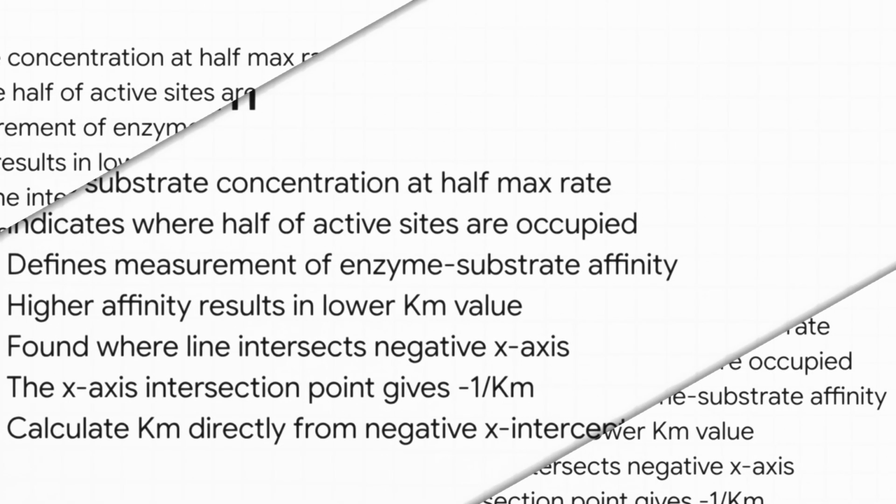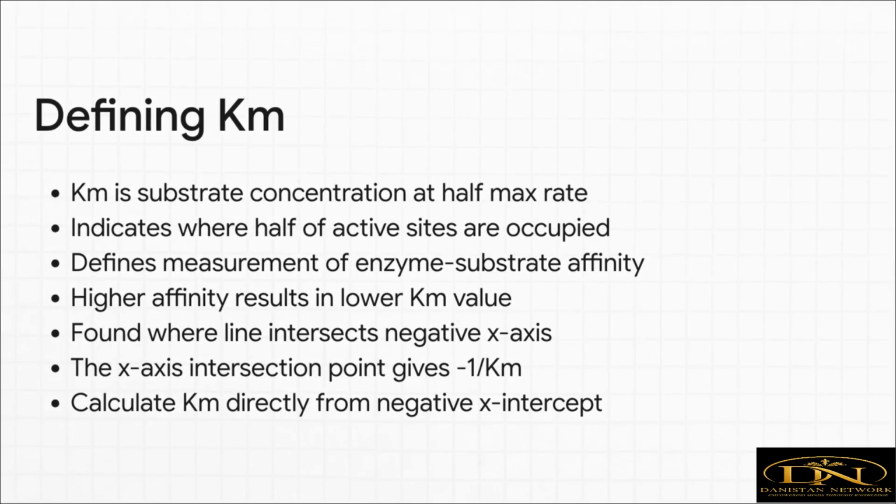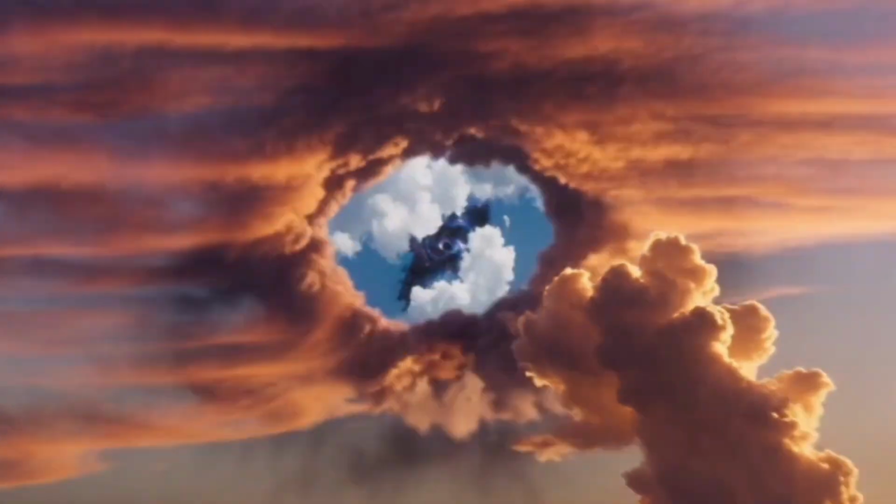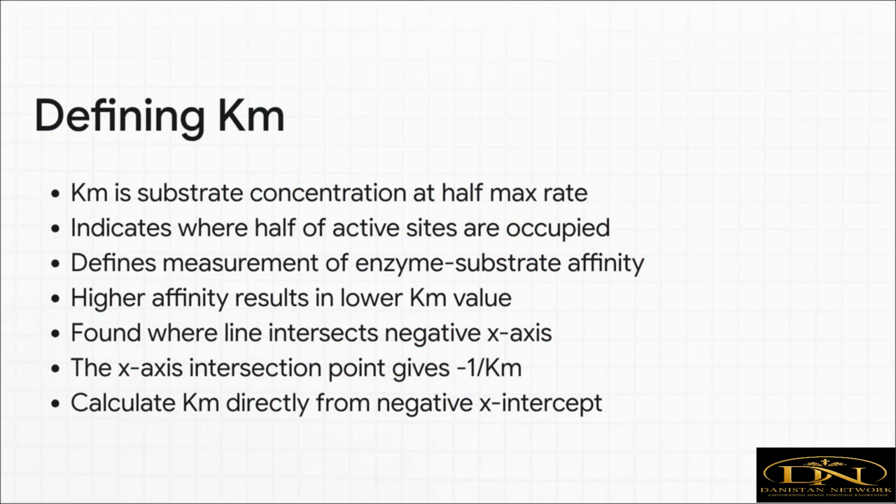The other crucial value is Km. Km is defined as the exact substrate concentration when the enzyme is operating at exactly half of its maximum rate, so half Vmax. This indicates the point where half of all active sites are occupied. Now, the crucial takeaway here is that Km serves as the definitive measurement of enzyme substrate affinity. Basically, how eagerly does the enzyme grab its target? A higher affinity results in a numerically lower Km value.